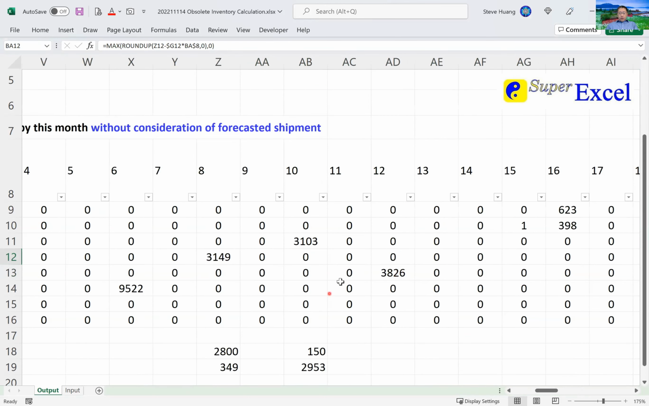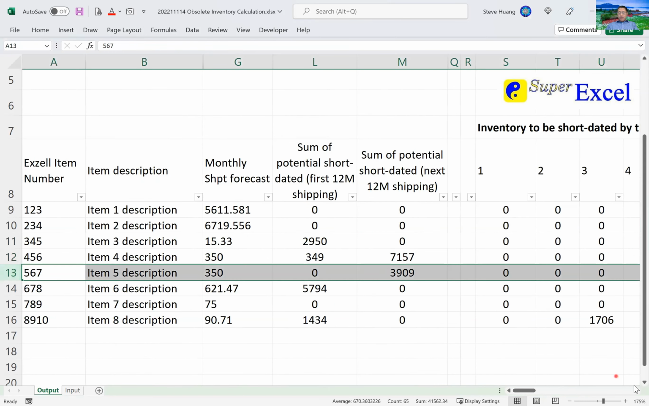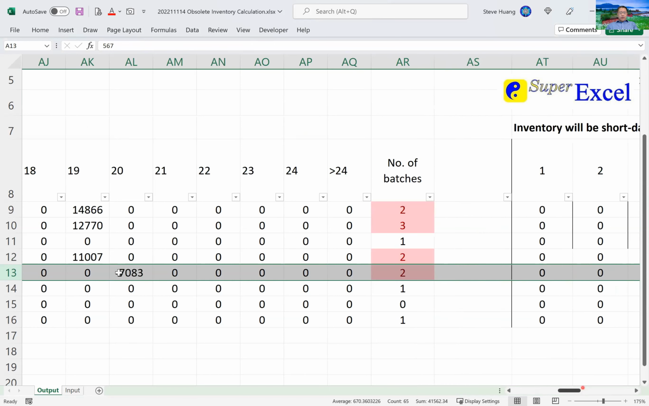So we are looking at this item 567. They have inventory in the month 12 that will be short dated, and in the month 20 will be short dated.